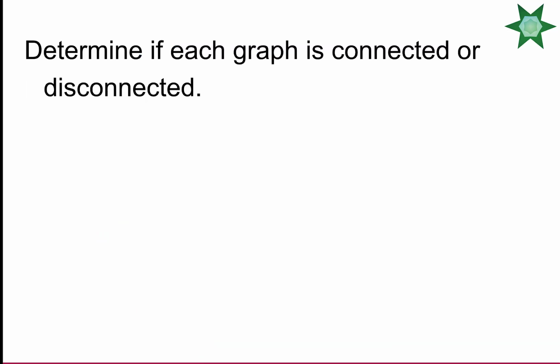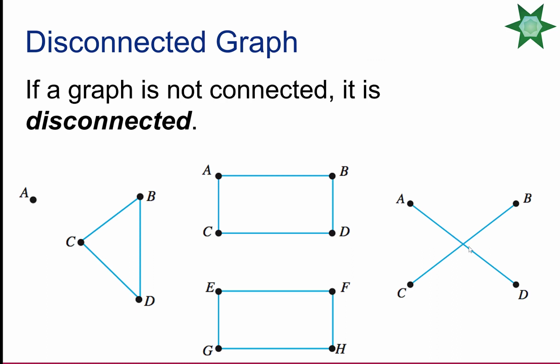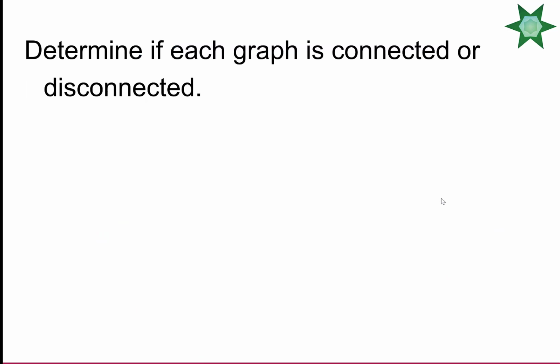Let me just go back for a second. This may look like it's connected, but where these 2 edges cross over here, there is no vertex. So there is no way to get from A to C or A to B, etc.